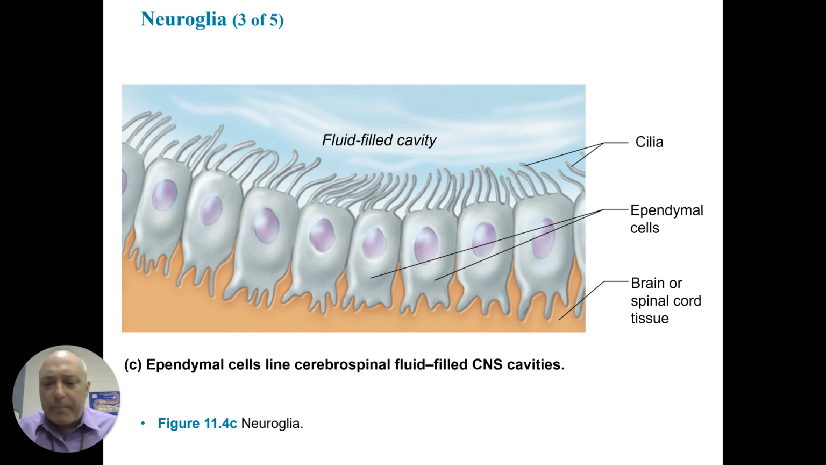There are also ependymal cells. These line the central nervous system cavities, and they create cerebrospinal fluid. And so you have some fluid-filled cavities. So the ependymal cells are part of the glial cells, just like the astrocytes and the microglia, and they produce the cerebrospinal fluid.